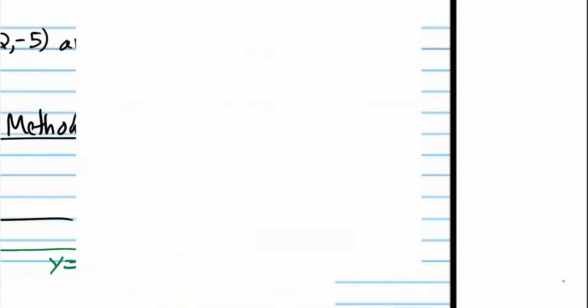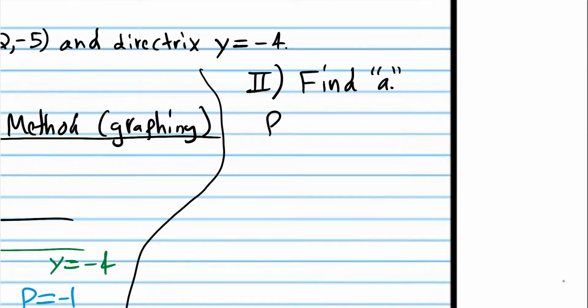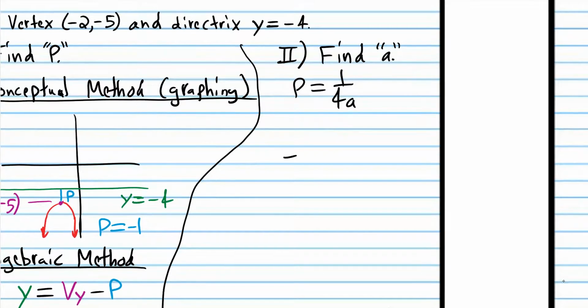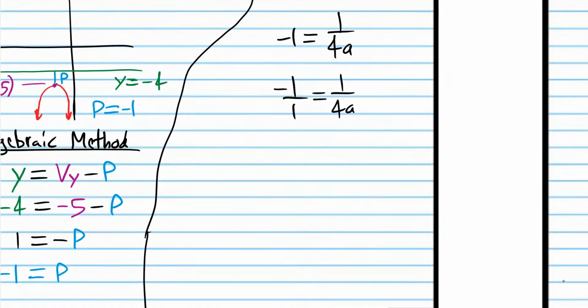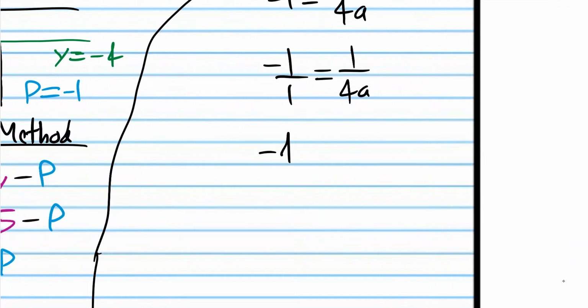So to find A, we know that P is equal to 1 over 4A. We plug in P, which we found is -1. We can write -1 as -1 over 1. Then I'm going to multiply both sides of this fraction by 4A, so we can get a common denominator.